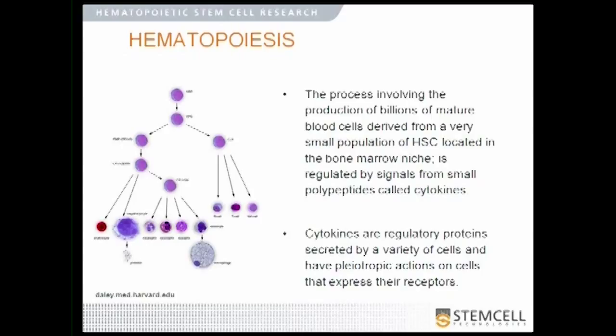To begin, erythropoiesis is part of the hematopoietic process by which stem cells divide and differentiate to produce the multiple types of mature cells found in the blood. This process is regulated by signals from small polypeptides called cytokines. Here in this diagram is a cartoon of hematopoiesis illustrating how a small population of relatively quiescent hematopoietic stem cells located in the bone marrow can produce the billions of mature cells found in the blood.